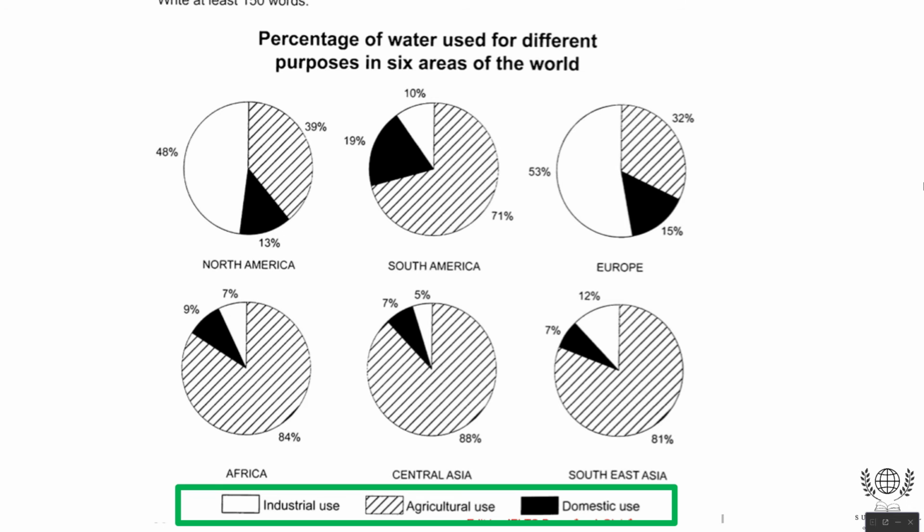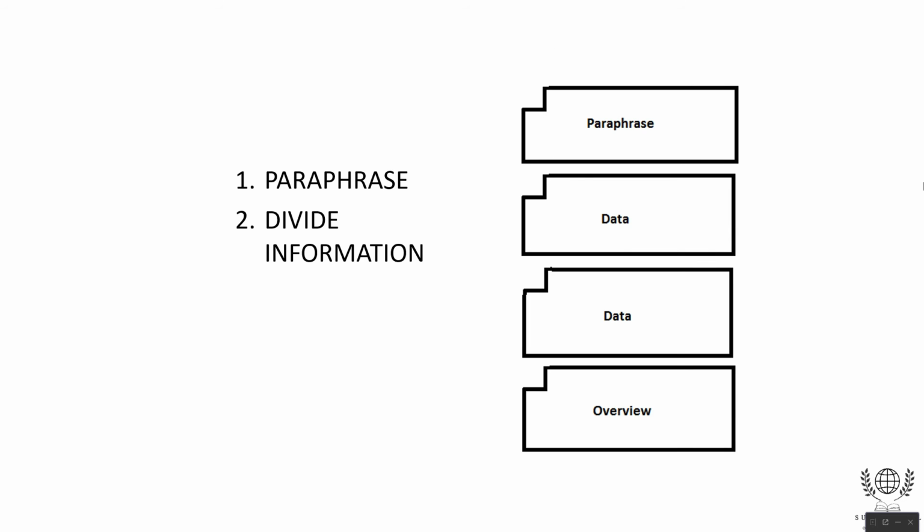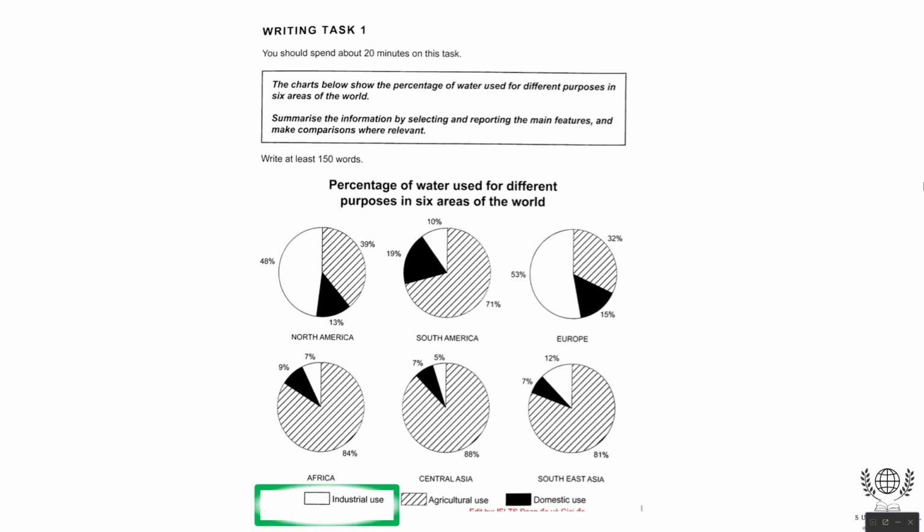So in this instance, those 3 categories make a lot more sense for us to organize or divide our information based on these 3 categories. Okay, so now that we've decided to base our organization, to divide our writing task 2 based on these 3 categories, it's time to describe our data. So first of all, we can start with industrial use.